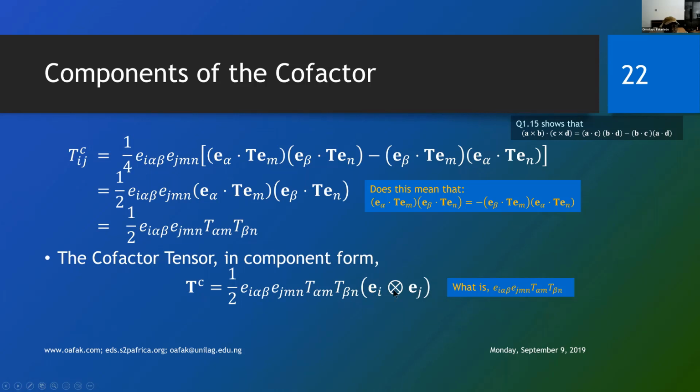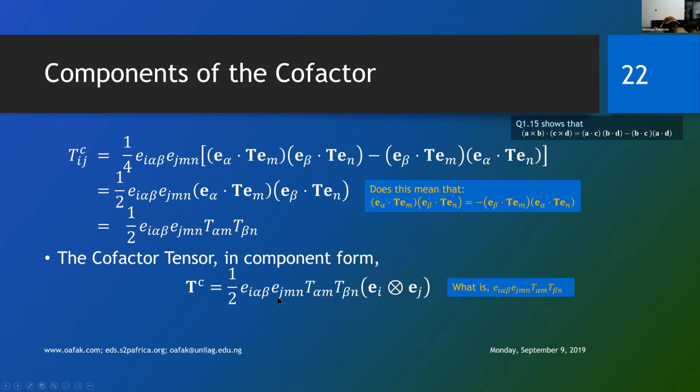So I'm asking here, what is this E alpha beta? So you will again go to the notes, you'll see that when you want to find, for instance, the trace of the cofactor, you know you are going to change this to dot. When you change this to dot, that means that this I and J will be the same. So this one will be E I alpha beta and E I M N.